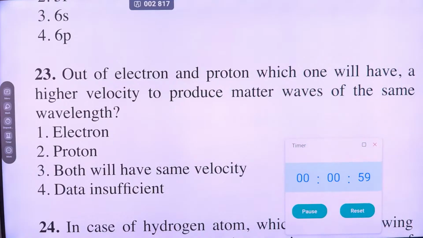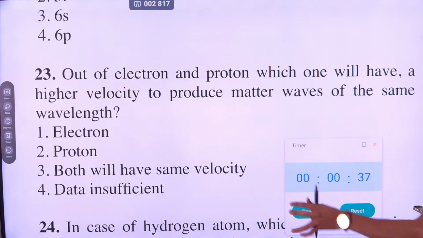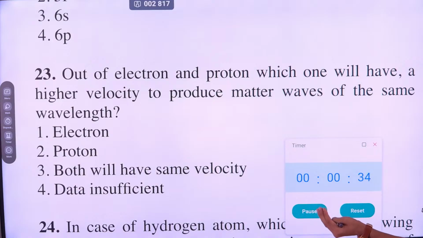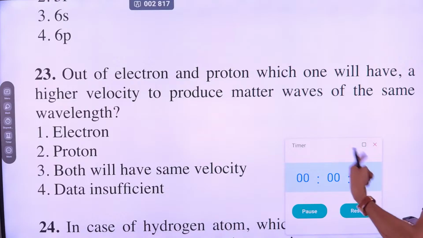Do this question. Out of electron and proton, which one will have the higher velocity to produce matter waves of the same wavelength? We need the same wavelength. We have electrons and protons, and we need to produce wavelengths which are the same. Now, which one has to run with the higher velocity, electron or proton?